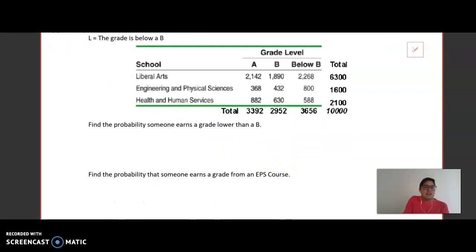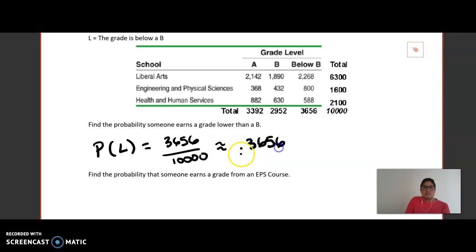So here, if I want the probability that someone earns a grade lower than a B, that's going to be event L. So lower than a B, that's this column here. That's going to be 3,656 out of 10,000 students. And that, as a decimal, is just 0.3656. That works out nicely.